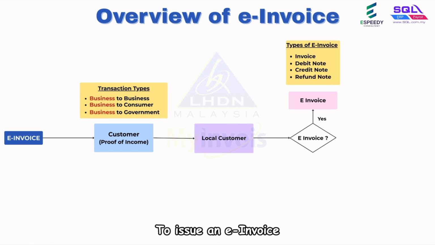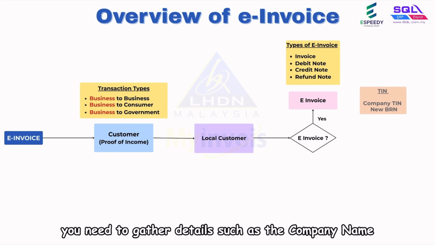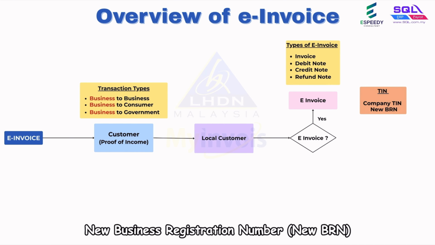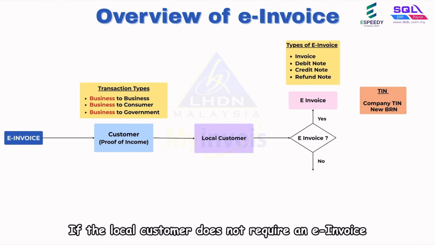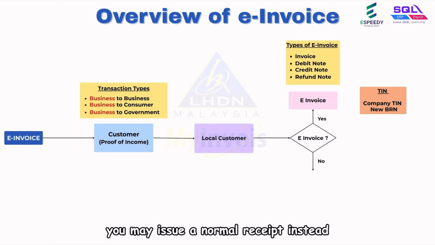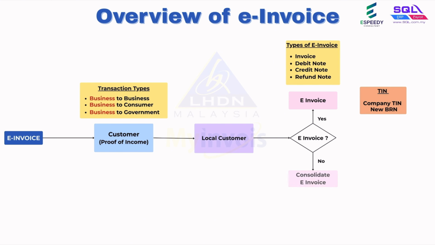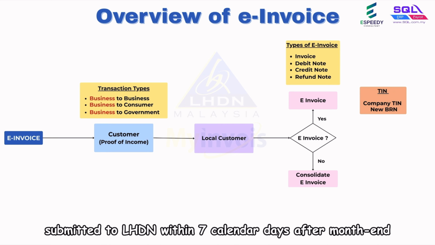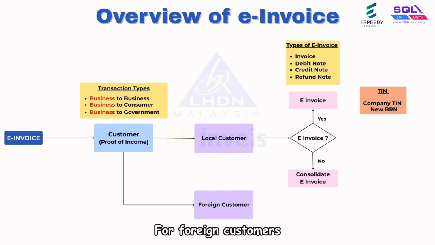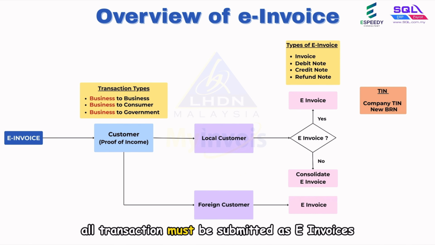To issue an e-Invoice, you need to gather details such as the company name, tax identification number, new business registration number, and other relevant information. If the local customer does not require an e-Invoice, you may issue a normal receipt instead. However, these must be consolidated into a single e-Invoice and submitted to LHDN within 7 calendar days after month end. For foreign customers, all transactions must be submitted as e-Invoices.